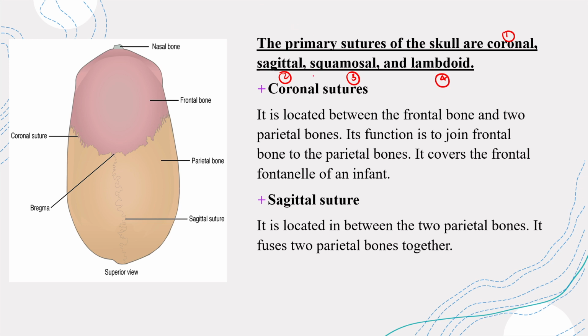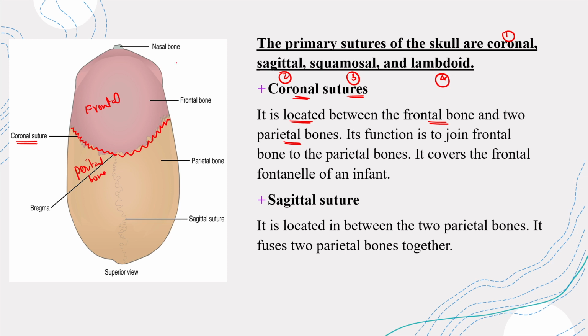So let's talk about the coronal suture first. What is the location of the coronal suture? It is located between the frontal bone and two parietal bones. This suture is the coronal suture. So this is your frontal bone, and this is your parietal. The suture between them is the coronal suture.